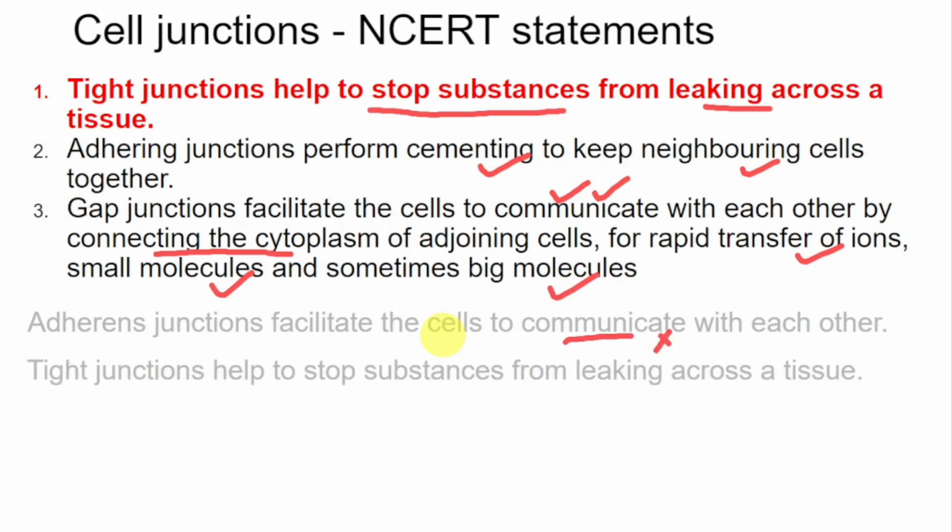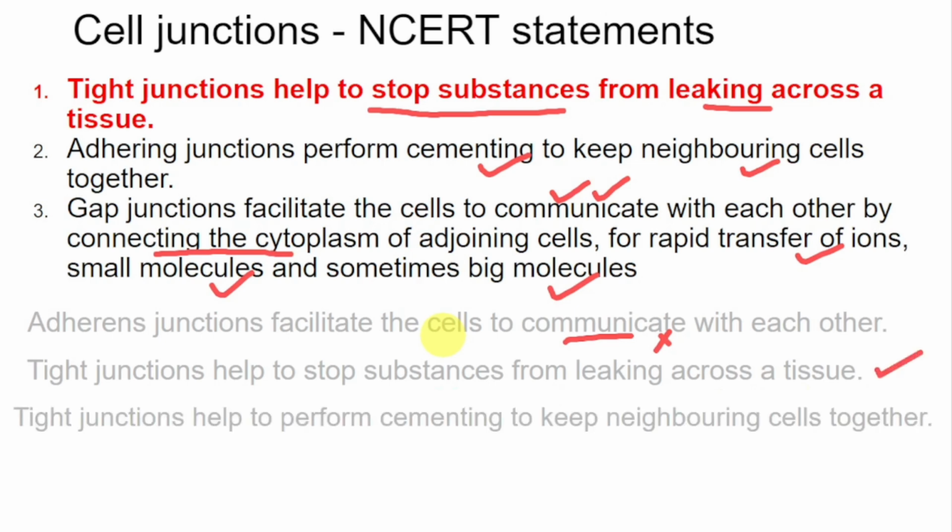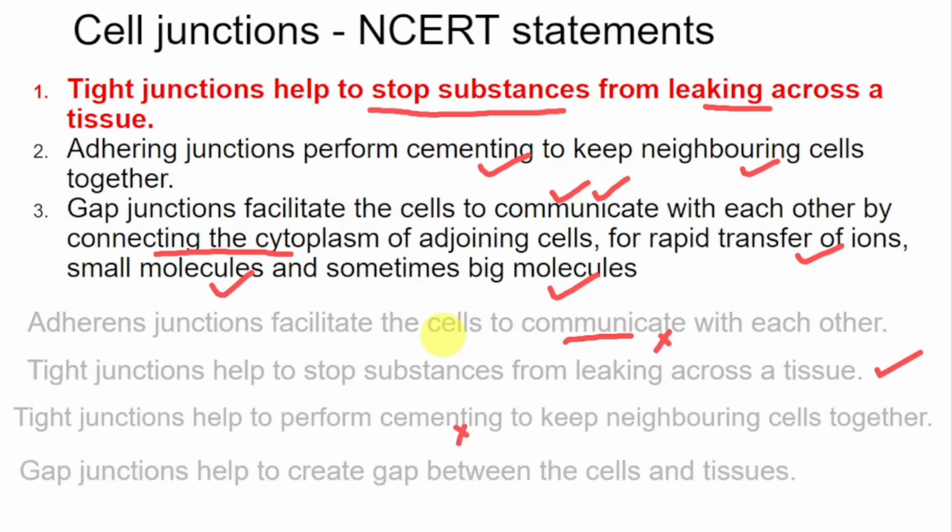Next one. Tight junctions help to stop substances from leaking across a tissue. This was correct. Next. Tight junctions help to perform cementing. The cementing is for adhering junctions. And the next one is a totally incorrect term used to describe gap junctions, because creating gap would indicate the two cells have parted away. This will be the meaning of creating gap. So this is totally wrong about gap junctions. So this statement is clearly wrong. That's it. Remember these three statements regarding junctions and you will not have any issues attempting this question.